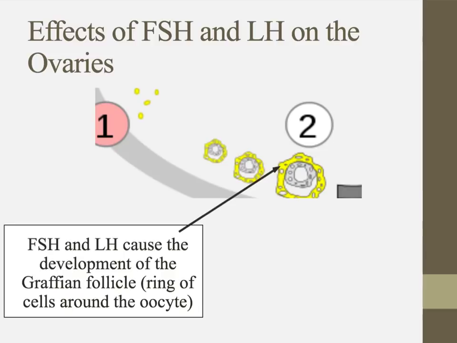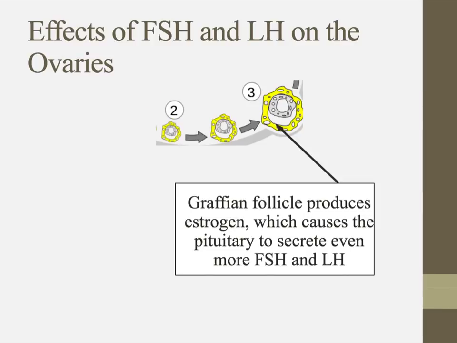When the hypothalamus secretes the gonadotropin-releasing hormone, it triggers the anterior pituitary to secrete FSH and LH. These hormones, particularly FSH, cause the development of what we call the Graafian follicle, which is this yellow ring of cells around the oocyte. So the more FSH that is produced, the more mature this follicle or Graafian follicle becomes. The Graafian follicle is what actually produces the estrogen.